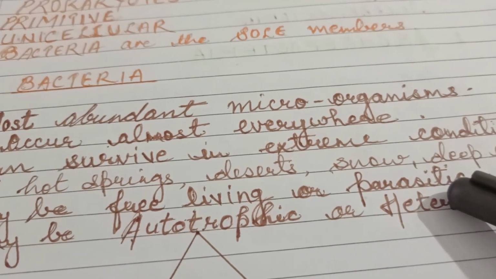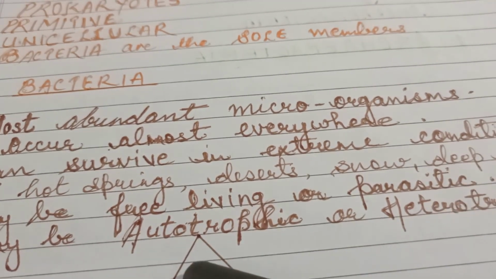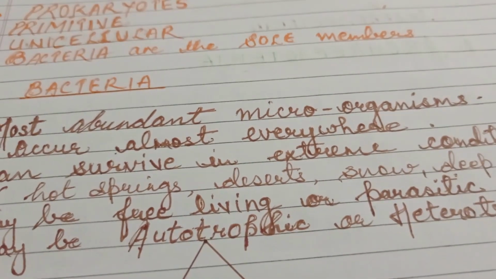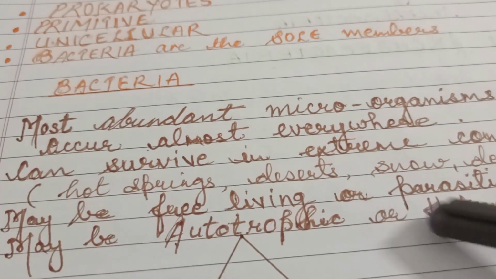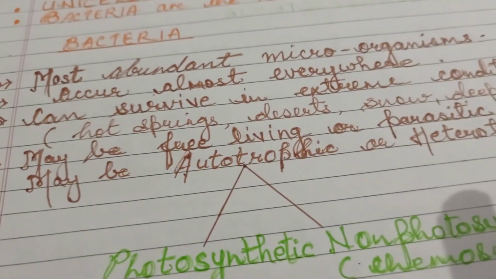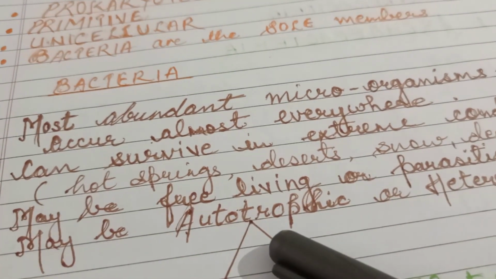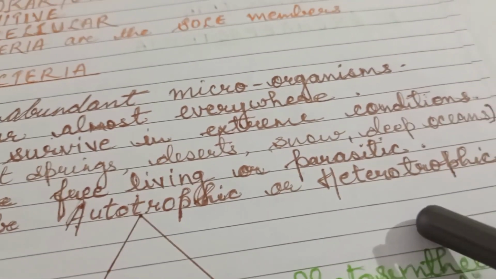You might be knowing parasite lives in or on the body of the other living organism. So bacteria, what is their living form? They may be free living or they may be parasitic. Now, what about the mode of nutrition of bacteria? The bacteria may be autotrophic or they may be heterotrophic.